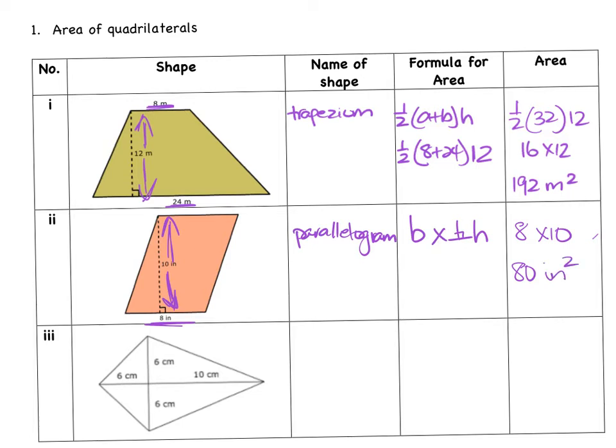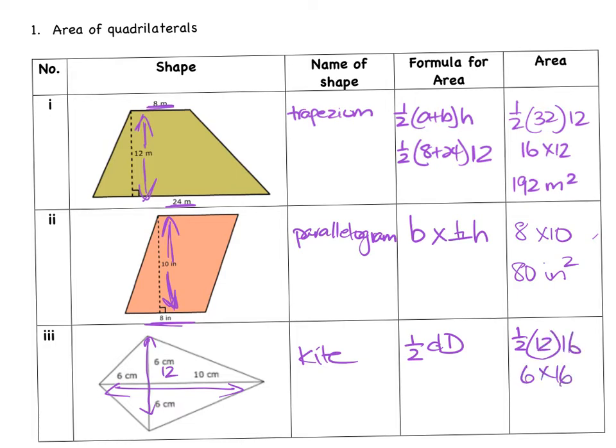The last shape is a kite. And we know that to find the area of the kite, we find half of the product of the two diagonals. So it will be a half by one diagonal, which will be the 6 plus the 6, which is 12, and the other diagonal, which is 16. So it will be a half by 12 by 16. That gives us 6 by 16, which gives us 96 centimeters squared.